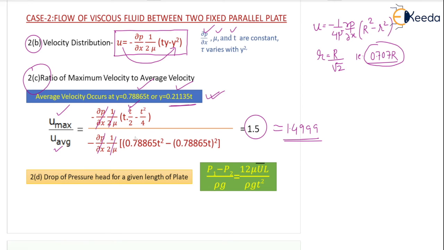And so 1.5 means you can write 3 by 2, 1.5. But in case of pipe, it was 2 times. Your maximum velocity is 2 times of average velocity. So you can see the difference.